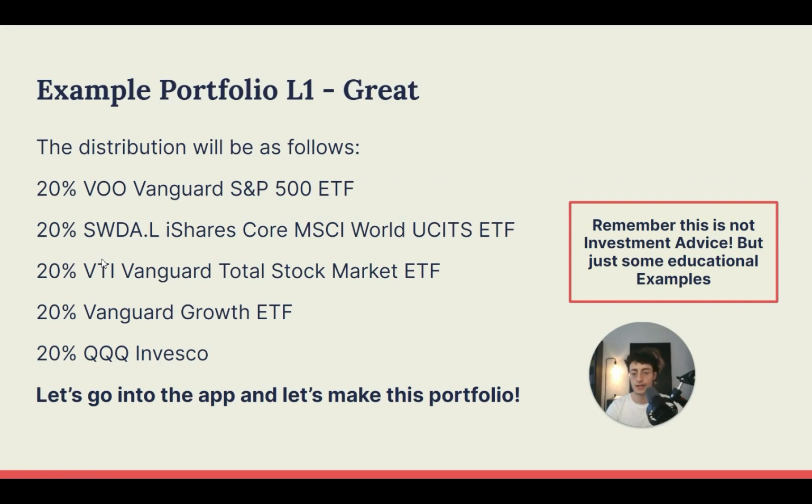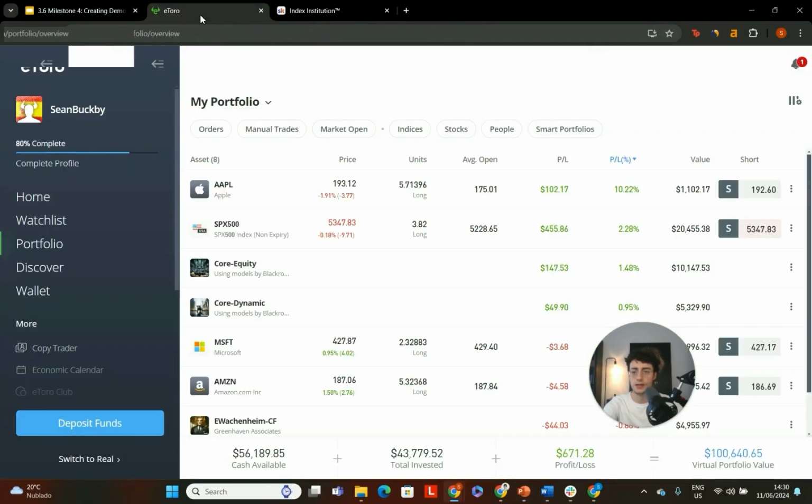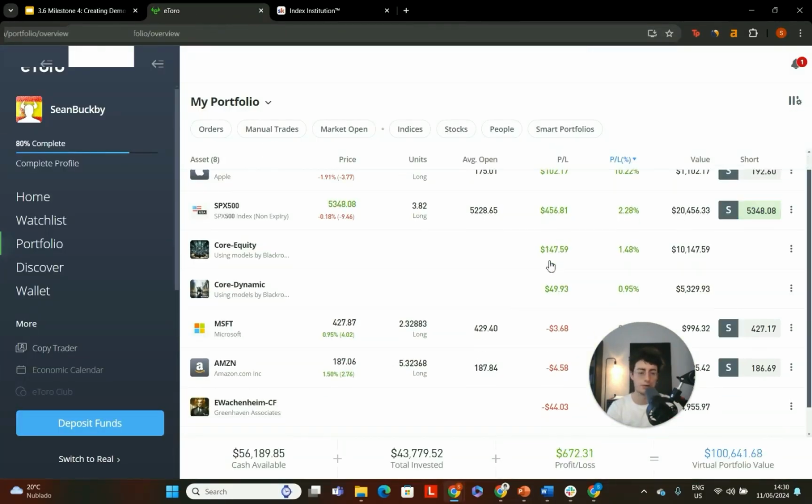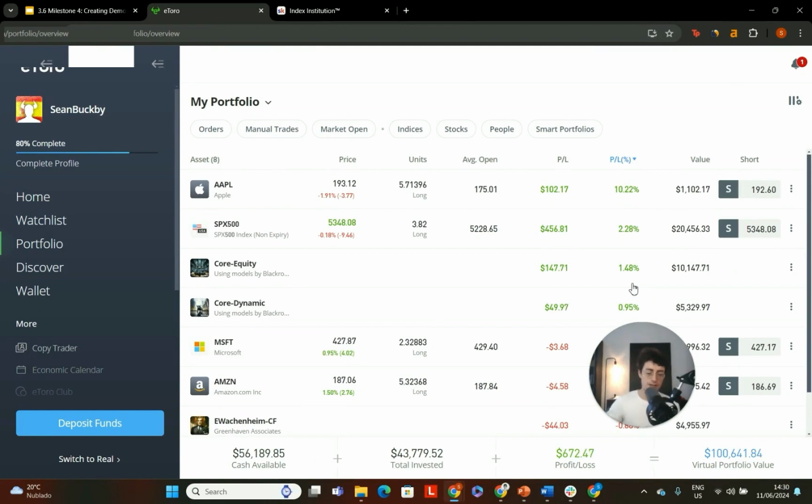But this would be like an example distribution of a portfolio where you have 20% of this, 20% of that, 20% of that. You have things a bit spread out. And we'll show you now how to go into the app and make this portfolio. So let's go into eToro. We had the portfolio that we already had previously where we tested around with a couple of things, and you'll have your own portfolio as well in the demo when you made your first demo investments.